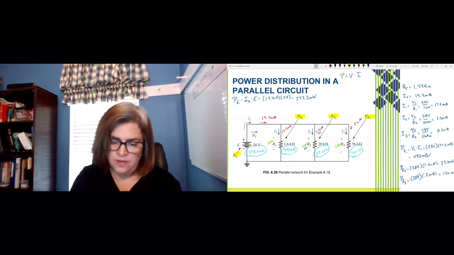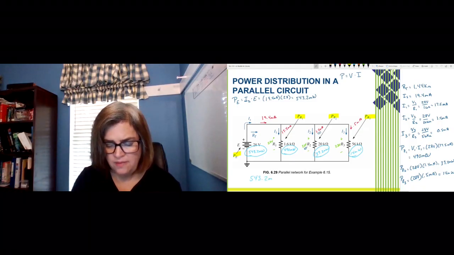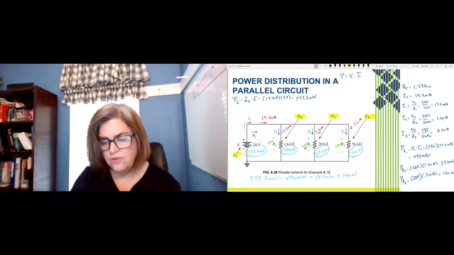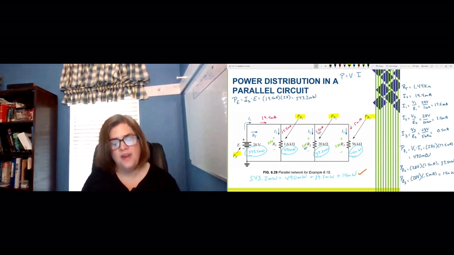Now, what we're saying here is that our 543.2 milliwatts should equal 490 plus 39.2 plus 14 milliwatts. And so we're just going to check it. 490 plus 39.2 plus 14 gives us 543.2 milliwatts, and it does add up.